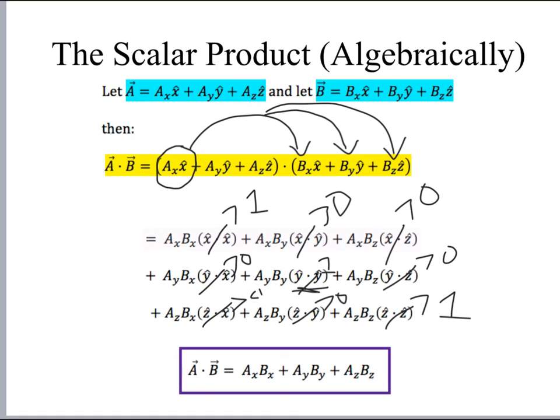And so when you cancel all the terms that go to 0, you end up with a dot b is ax bx plus ay by plus az bz. And we'll look at some examples in the next video.